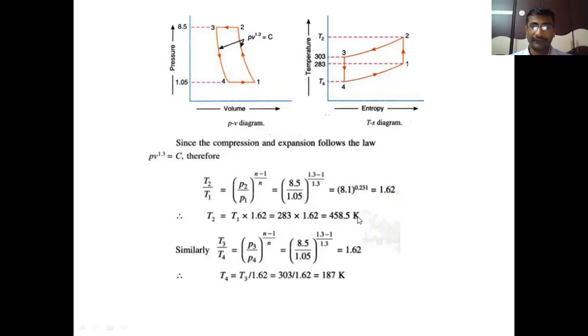T2 is 458.5 Kelvin. Similarly, the same law is applicable for the process ending at T4. T3 by T4 equals P3 by P4 whole power (n minus 1) by n. Clear, students? Here the pressure at point 3 is equal to the pressure at point 2, that is 8.5, and the pressure at point 4 equals the pressure at point 1, that is 1.05. We get the same value 1.62 for T3 by T4, so T4 equals T3 by 1.62. T3 is 303, given in the problem, so 303 by 1.62 gives 187 Kelvin as the temperature at the fourth point, that is the fourth state.